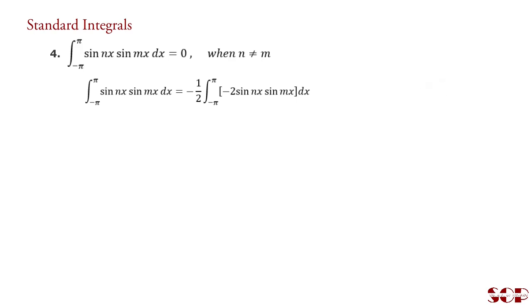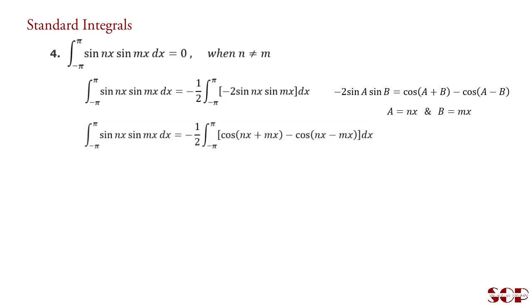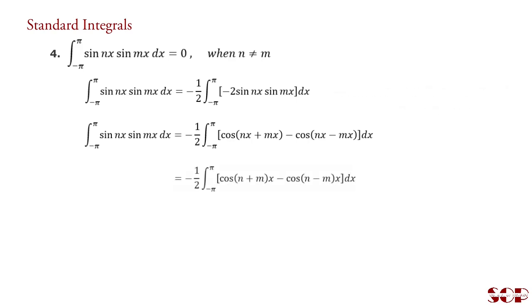Now, we apply the trigonometric formula: minus 2 sin a sin b equals cos(a plus b) minus cos(a minus b). In our expression, take a equal to nx and b equal to mx. Therefore, the integral equals 1/2 integration from minus pi to pi of [cos(nx plus mx) minus cos(nx minus mx)] dx, which is equal to 1/2 integral from minus pi to pi of [cos(n plus m)x minus cos(n minus m)x] dx.